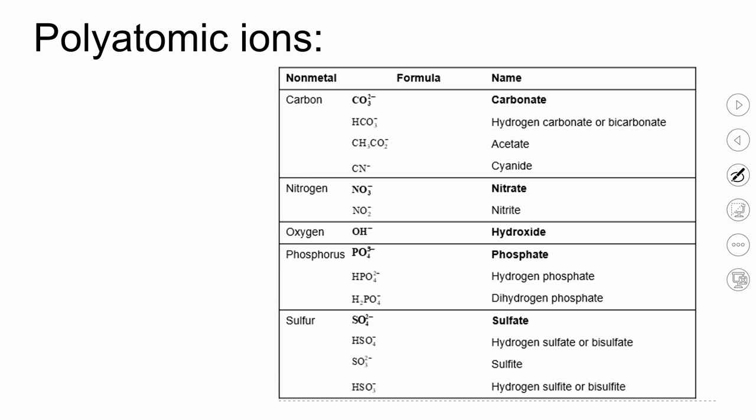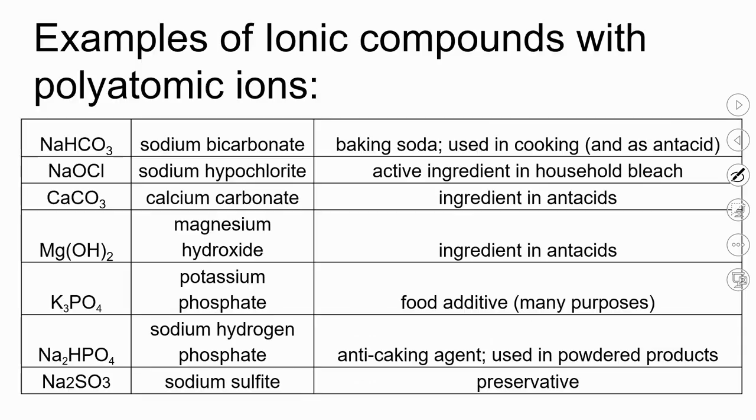Okay, and so I printed you out this sheet so you don't have to write it down. So here are some ionic compounds that have polyatomic ions. So remember, polyatomic ion is just a group of atoms that has a charge. So sodium bicarbonate is probably the most common one, that's baking soda. You've used baking soda before, okay. Magnesium hydroxide is an ingredient in acids. Let's see. Magnesium hydroxide. Yeah, have you heard of that one? Magnesium hydroxide?